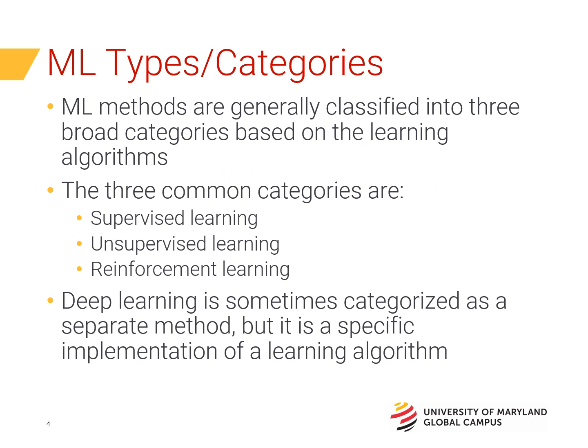Machine learning methods are generally classified into three broad categories based on the nature of the learning algorithms: supervised learning, unsupervised learning, and reinforcement learning. Each category has its own unique characteristics, strengths, and applications.